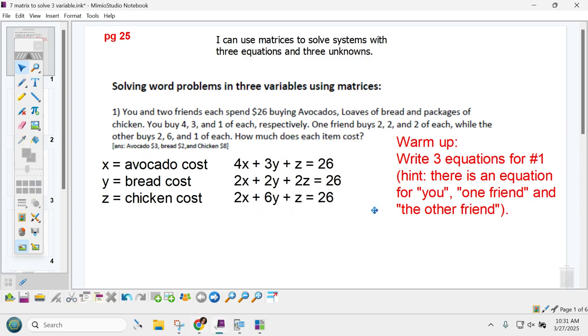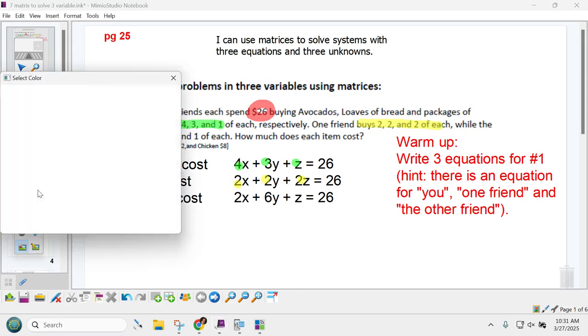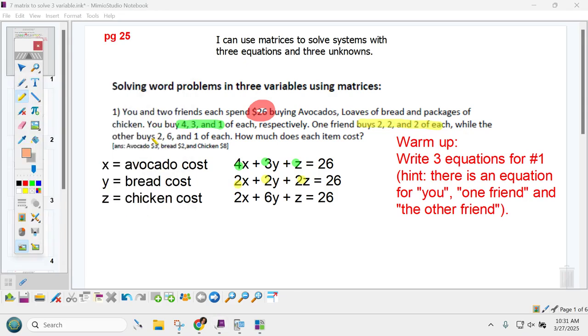This should be the equations you wrote, and here's how you get them. For you, the total is 26, actually for everybody. You bought 4, 3, and 1. So 4 avocados, 3 breads, and 1 chicken. So that's the coefficients here. One friend buys 2 of each. So that's the 2, the 2, and the 2. And your last friend buys 2, 6, and 1.